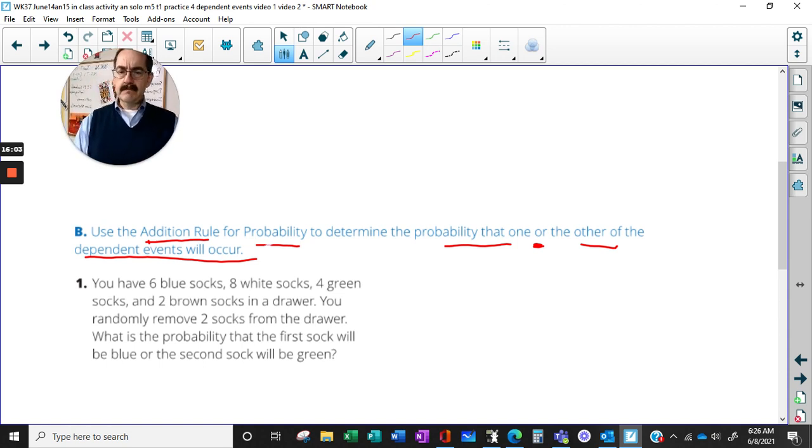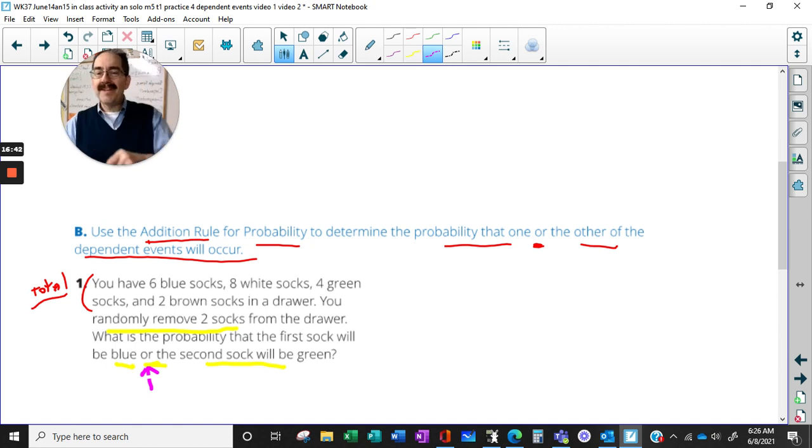You have 6 blue socks, 8 white socks, 4 green socks, 2 brown socks, and a drawer. Perfect. Get a total. How many total socks are there? That'll be step 1. You randomly choose 2 socks. Close your eyes, pull 2 socks out. What is the probability that the first sock will be a blue or the second sock will be a green? What? This is the first time we had an or statement. This or that. Enjoy the problem. See you in a minute.